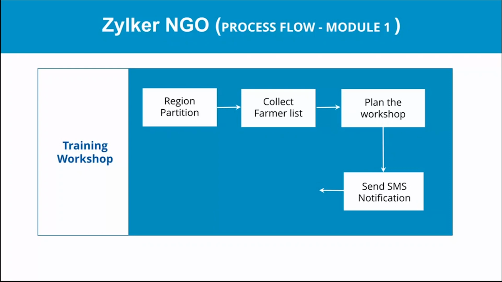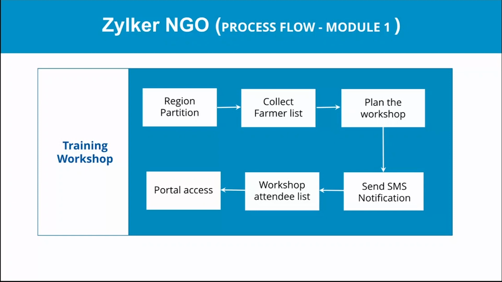So after sending the notification, obviously the farmers will be attending the workshop, right? So I'll be collecting the attendees list in a separate form. After collecting the attendees list, I am going to include them and give them portal access to my application. The main reason for providing the portal access is that the farmer can get in touch with our NGO at any time they need it. Also, we can get in touch with the farmers in order to fulfill their needs and requirements.